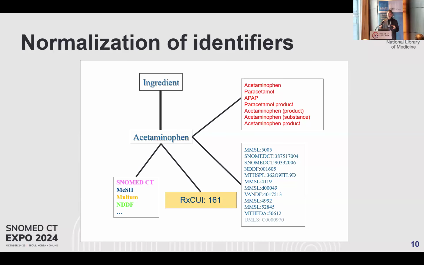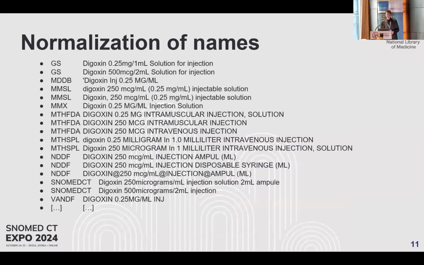So what we do first is to normalize the identifiers, right? We make sure that the same entity has the same identifier. For example, in this case, acetaminophen has different names in different systems, and they have different identifiers. So we normalize that to this RxCUI, what we call the RxNorm Concept Unique Identifier, which is 161, right? That's the first thing about normalization of identifiers.